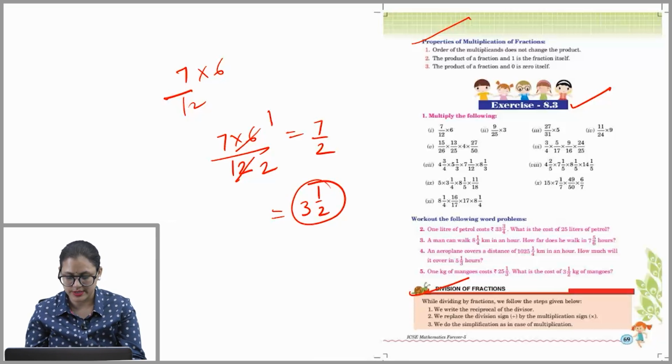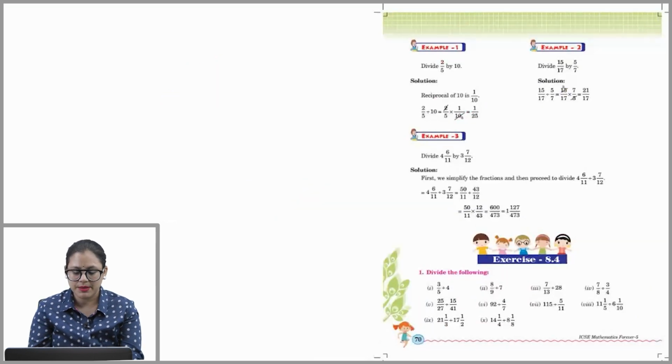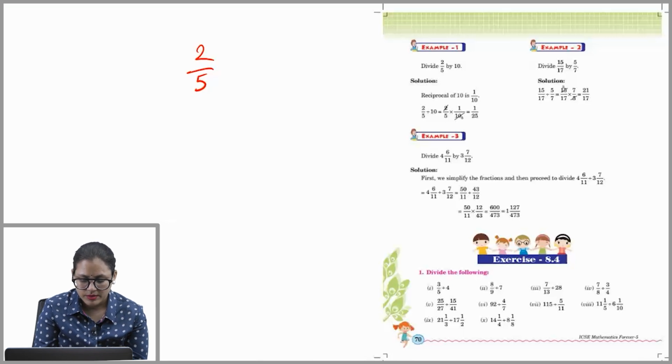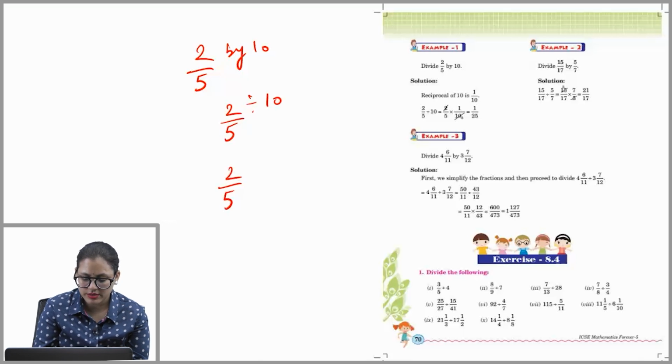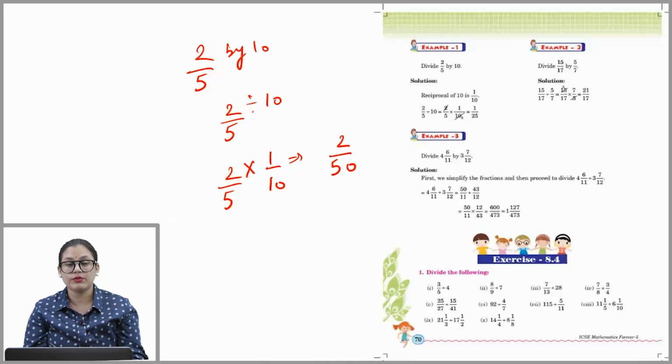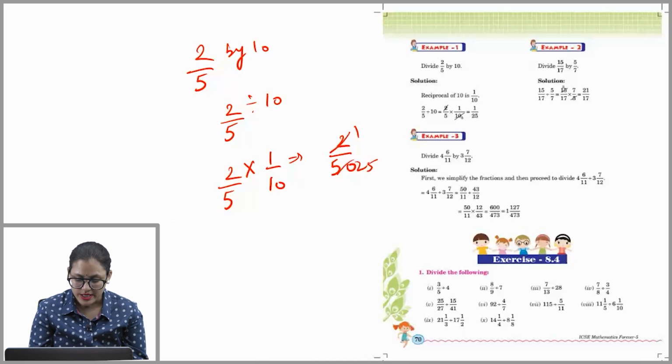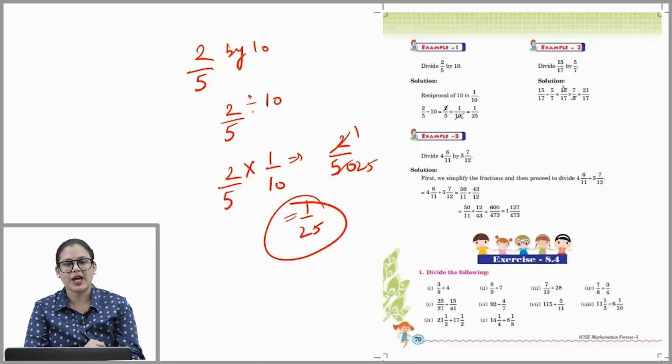Now division of fractions. While dividing by fractions, we follow the steps given below. Number 1, we write the reciprocal of the divisor and we replace the division sign by the multiplication sign. And number 3, we do the simplification as in the case of multiplication. Okay. Example, we have to divide 2/5 by 10. So 2/5 divided by 10. So what will you do? You will find the reciprocal of this and we will replace this sign by multiplication. So 1/10. 2 ones are 2 and 5 tens are 50. Or you can also convert it into lowest terms. 2 ones are 2 and 2 twenty-fives. So 1/25, this is the answer, right?